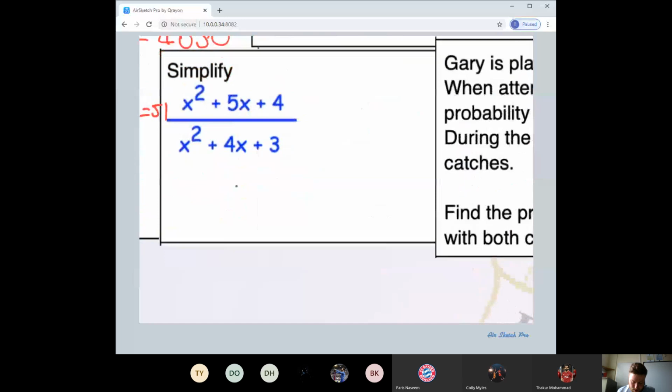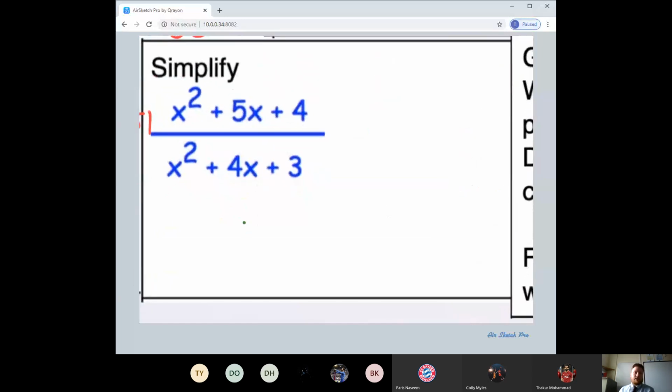And then the last question here, simplify x squared plus 5x plus 4, all divided by x squared plus 4x plus 3. What we need to do here is factorize each of the expressions: factorize the numerator, factorize the denominator. So looking for two numbers that multiply to give 4 and add together to give 5. Well, that's just going to be 4 and 1. So we'll have x plus 1, x plus 4.